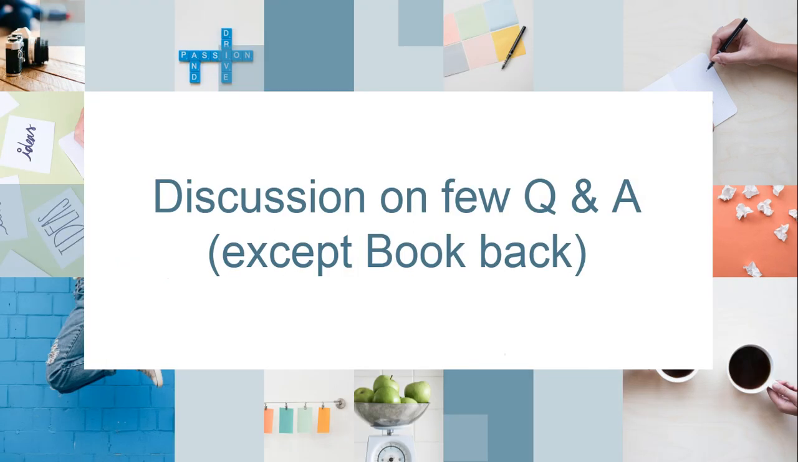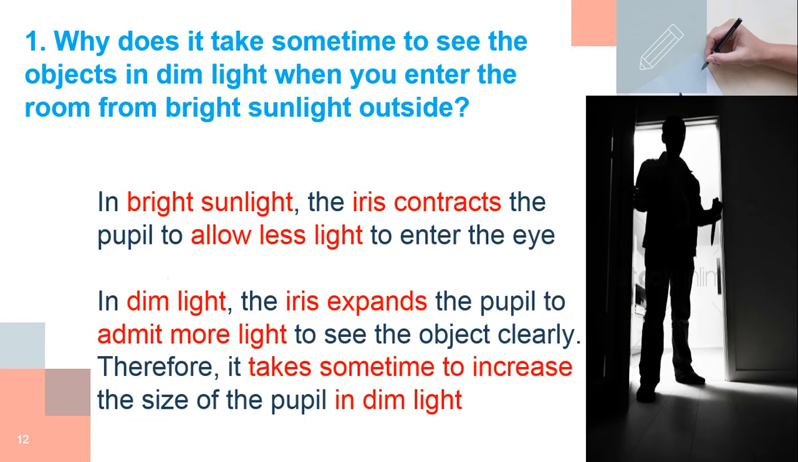Next we discuss additional questions and answers. First question: why does it take some time to see objects in dim light when you enter a room from bright sunlight outside? For example, in summer season, the outside of our home is too bright. Let us consider our room is dark. There is no light in the room.